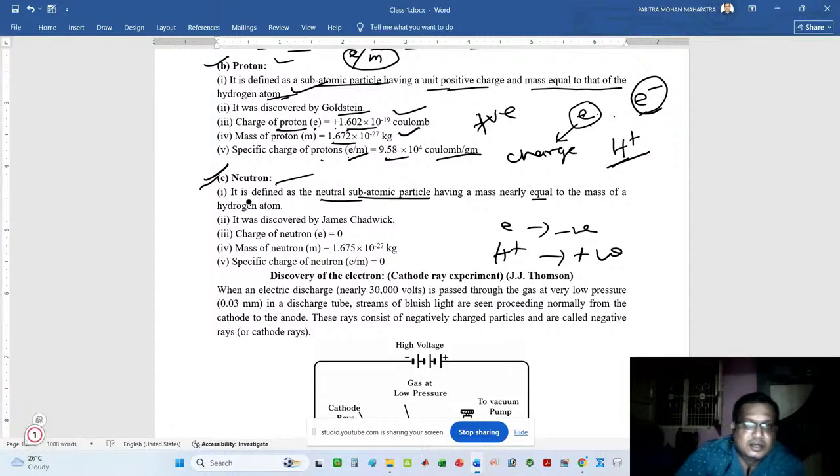If you think about the mass of a neutron, how much is it? The mass of a neutron is 1.675 into 10 to the minus 27 kg. And the mass of a proton is how much?